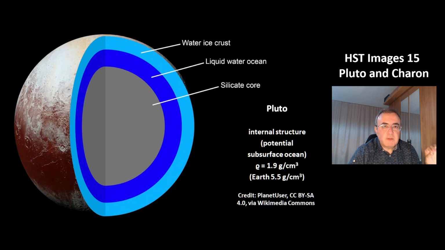This is a picture of the internal structure of Pluto. The top layer is water ice crust. Under that ice crust, there could be a liquid water ocean. And the core is rocky, made of silicates. The density of Pluto is just 1.9 grams per cubic centimeter. For comparison, the density of Earth is 5.5 grams per cubic centimeter.